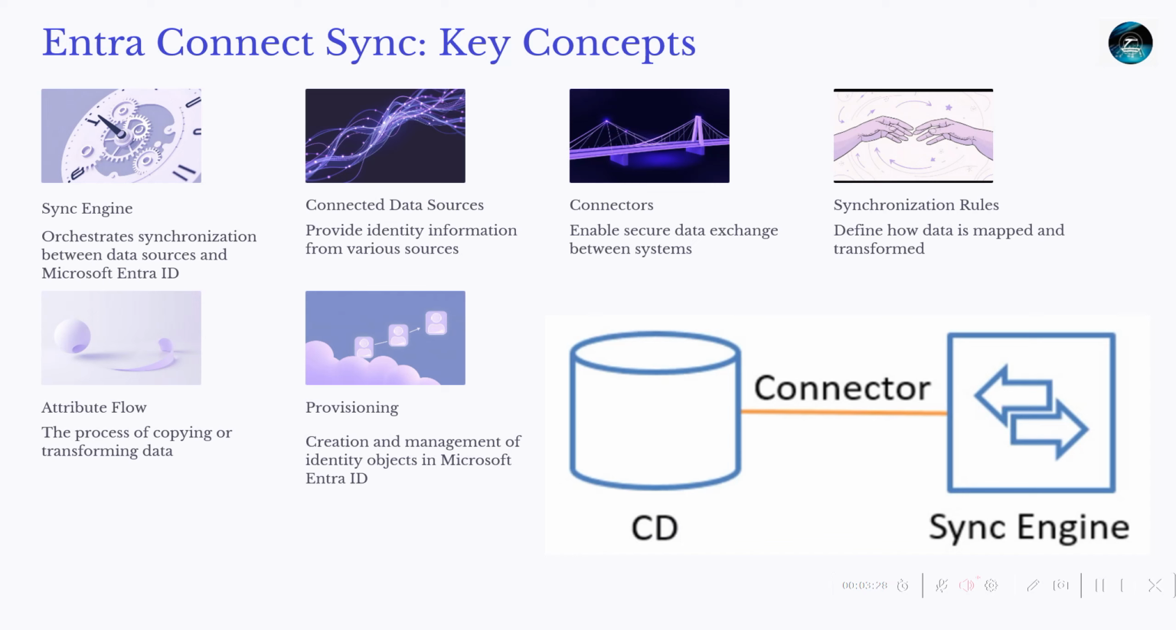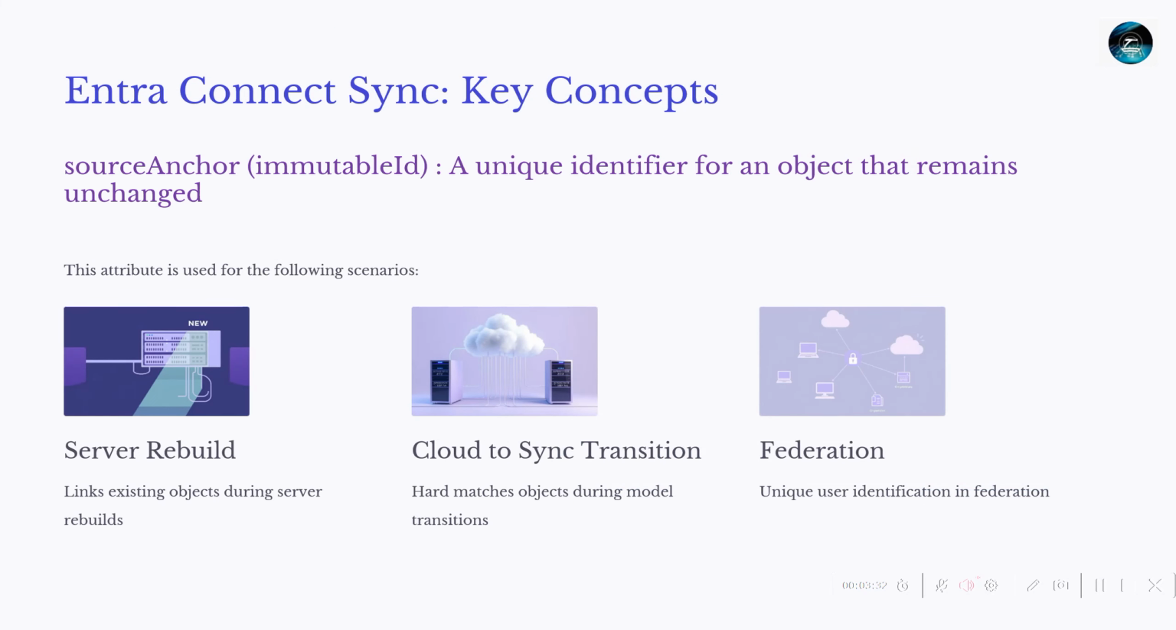Another key concept in Entra Connect is source anchor. The source anchor attribute is defined as an attribute immutable during the lifetime of an object. In simple terms, the source anchor is like a unique ID card for an object that stays the same throughout its life. It helps ensure that the object is recognized as the same both on-premises and in Microsoft Entra ID.